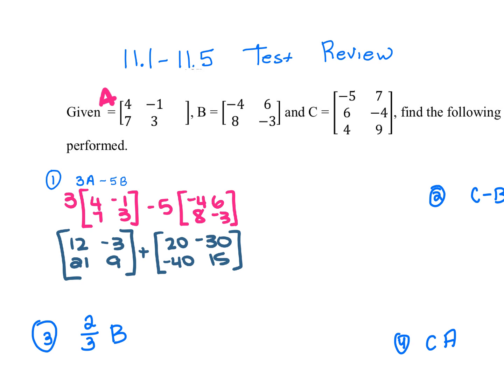So 12 plus 20 gives us 32. Negative 3 plus negative 30 is negative 33. 21 plus negative 40 is negative 19. And 9 plus 15 gives us 24. That's your answer, yes.